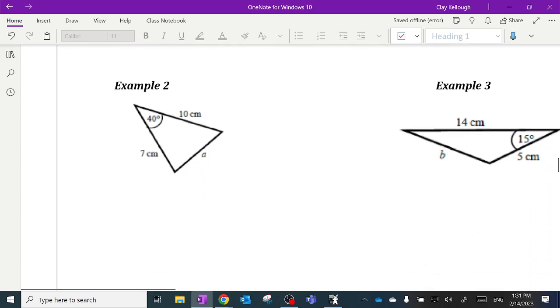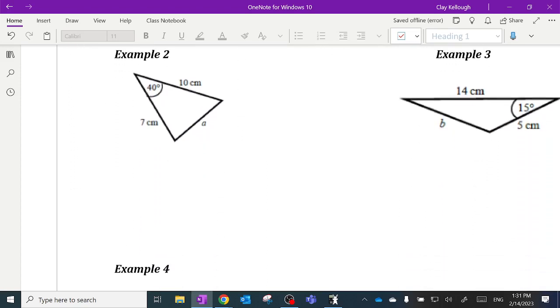Example 2. Okay, this time I want side A. So now I'm going to use the A version of the formula. You can look back in the notes, but I actually don't really have it memorized. I just know how this formula works.